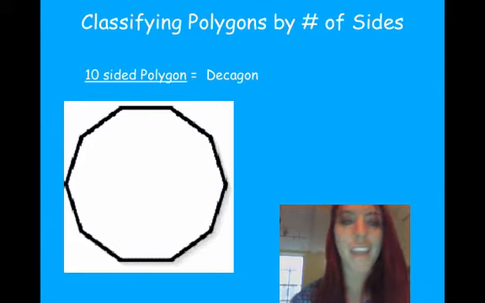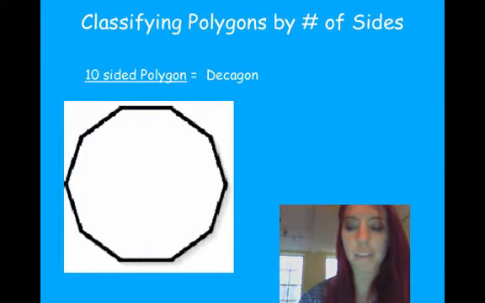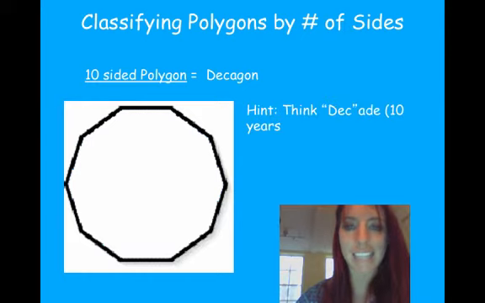And finally, the 10-sided polygon is called a decagon, okay? So you'll run into this every now and then. The best way to remember that a decagon is a 10-sided polygon is to just think about decade, okay? A span of 10 years is called a decade. So decagon, decade, okay? So when you think of a decagon, think of a decade.